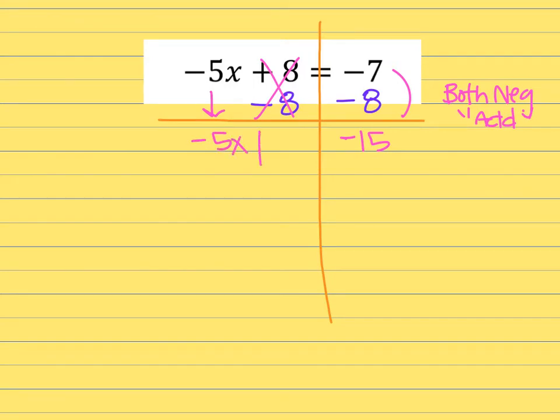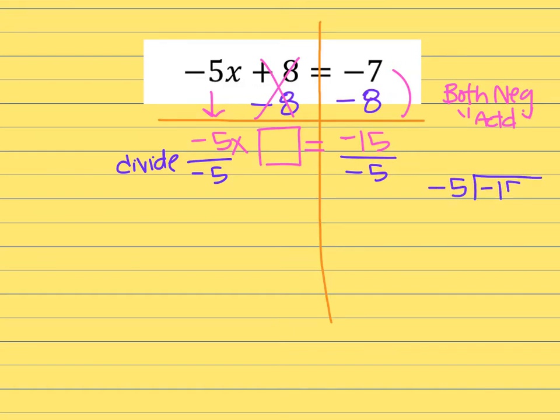Negative 5 times something is negative 15. If you could figure that out on your own, what do you multiply with negative 5 to get negative 15? Awesome, you say the answer, but if not, your second step would be to do the opposite of multiply, which is now divide by negative 5. If you write it sideways, it looks like this. Negative 5 divided into negative 15. And that would be 3.